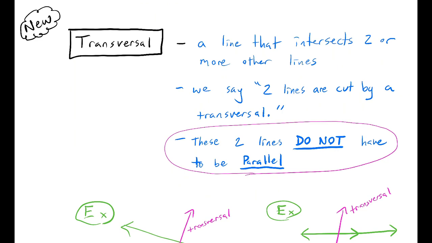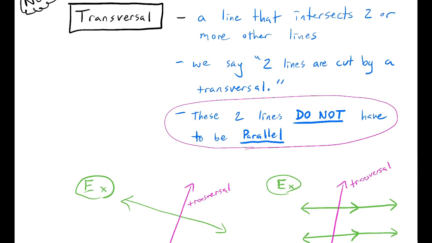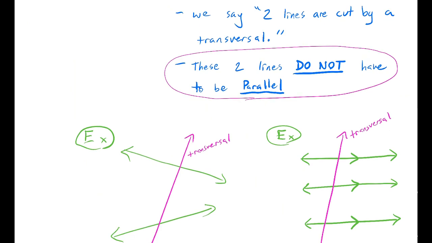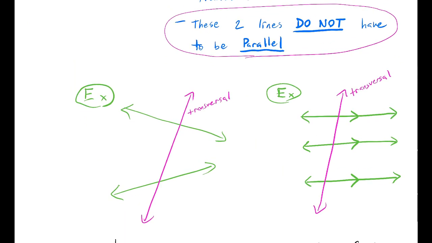Transverse really means to go across or to cut. So we say that two lines are cut by a transversal, or two lines are intersected by a transversal. You'll see those sentence structures in the geometry textbook, or I'll speak them out loud. And the two lines, note, do not have to be parallel. Notice in my picture, I have two green lines here on the left that are definitely not looking parallel, but still the one line that passes through both is a transversal.